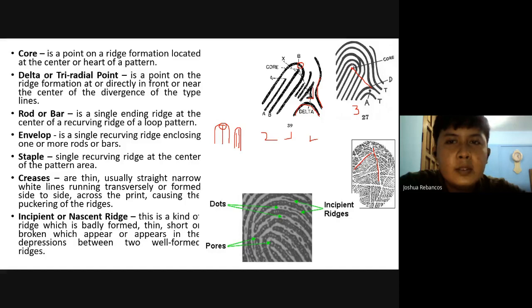And incipient or nascent ridge, ito yung sinasabi ko kanina na palmo ridge or very thin na short ridges. Ito, example niya. Yan yung mga tinatawag na incipient or nascent ridge. This is a kind of ridge which is badly formed, thin, short, or broken, which appears in the depressions between two well-formed ridges.